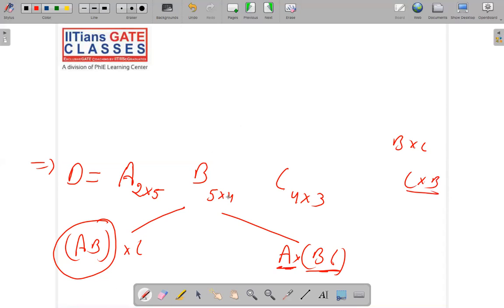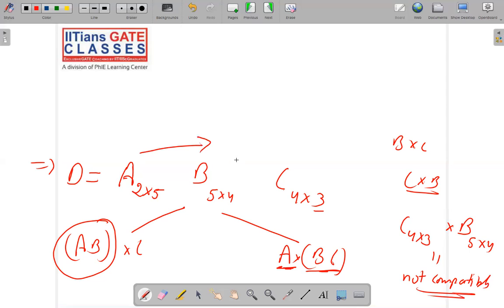The B dimensions are 5/4. Okay, 5 rows and 4 columns. For that, C has to have 4 rows. Now the columns are different. It's 3. Now if you try to multiply C with dimension 4/3 with B 5/4, it won't happen, right? This is not compatible. So that's why you have to apply it in this order. First you can either multiply BC, then the end result will be multiplied with A, or you can multiply AB first, and then the end result will be multiplied with C. So it's up to you.